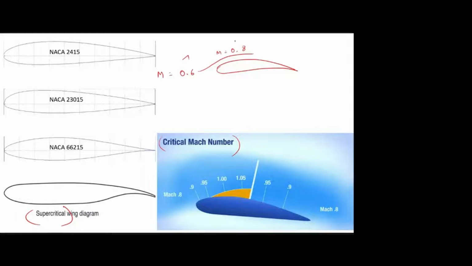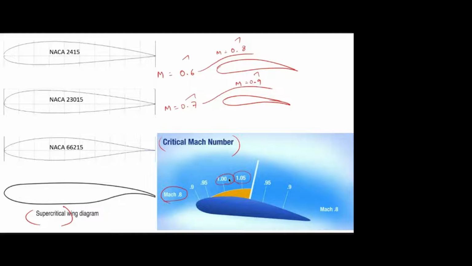So here also subsonic, here also subsonic, so there is no issue. Now assume I'm increasing the free stream Mach number to 0.7, and this airfoil accelerates that Mach number to 0.9 on the upper surface of the airfoil. So here also both are subsonic, so no issues. Now further I'm increasing the Mach number to 0.8. Now see, it is accelerated to Mach number 1 or even more than 1.